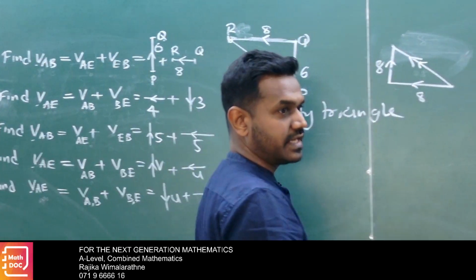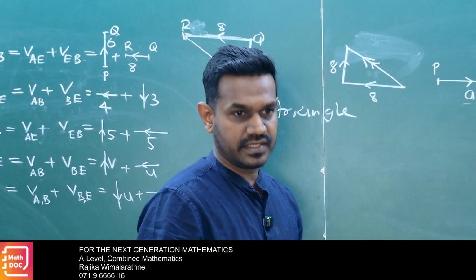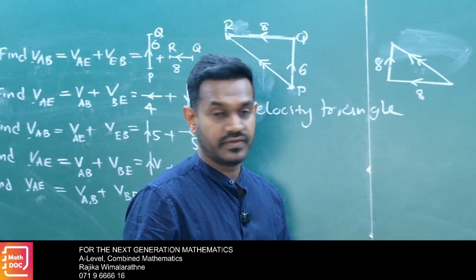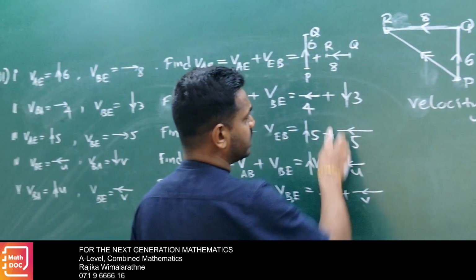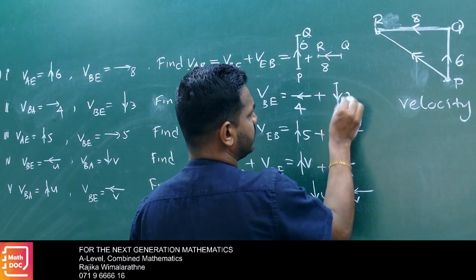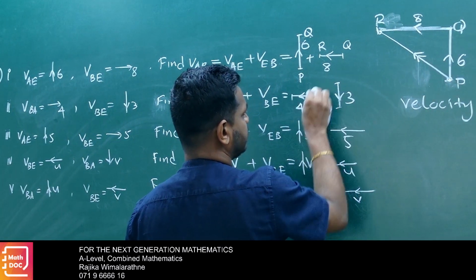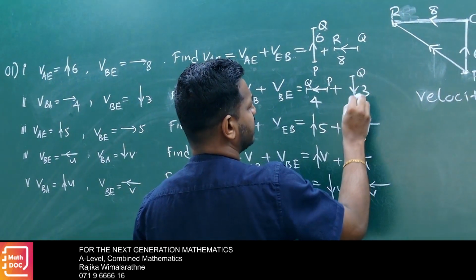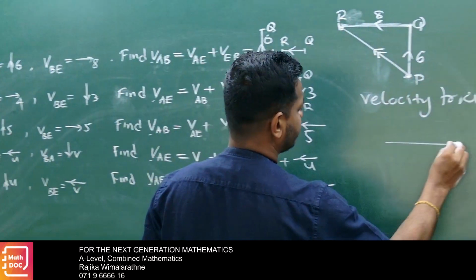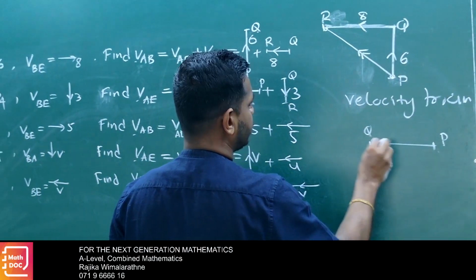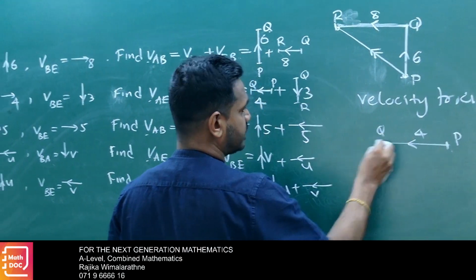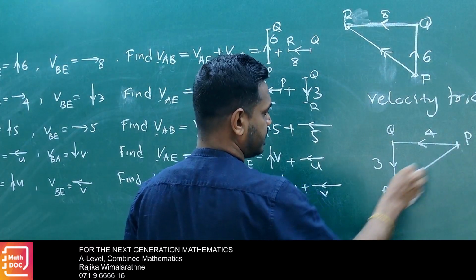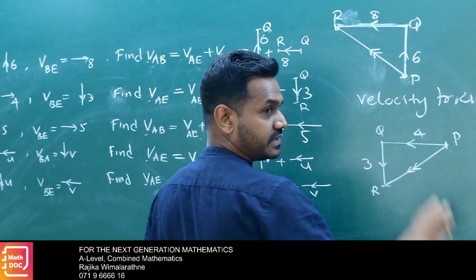Then you can start with any vector. So anyway, that is called the triangle of vector addition. Velocity triangle. So if you consider another one, you take one vector, let's say here PQ. Then at the end point, you start the other one, QR. Then PQ, then QR. Then here the resultant, that is the velocity triangle.